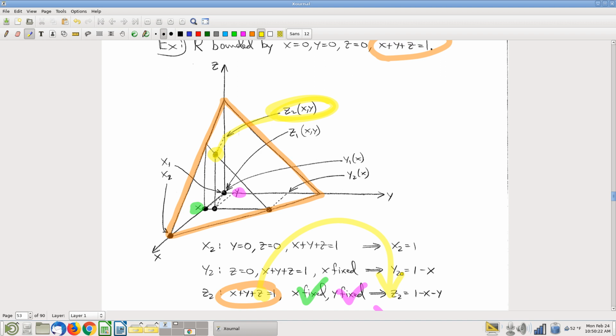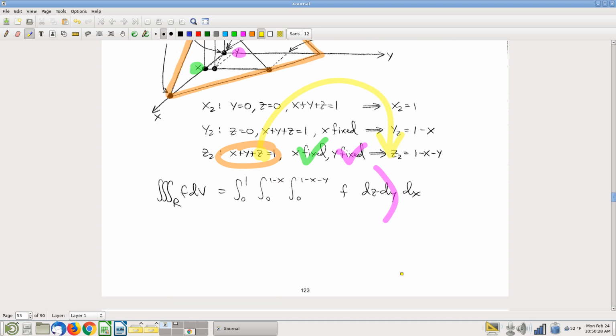Okay, so it's the same process, just different details as you go along. And we've done all the slicing up, and here's our result. X goes from 0 to 1, y goes from 0 to 1 minus x, and z goes from 0 to 1 minus x minus y.